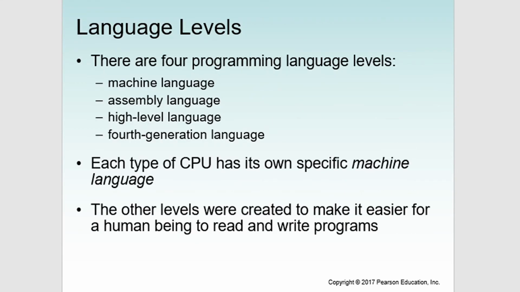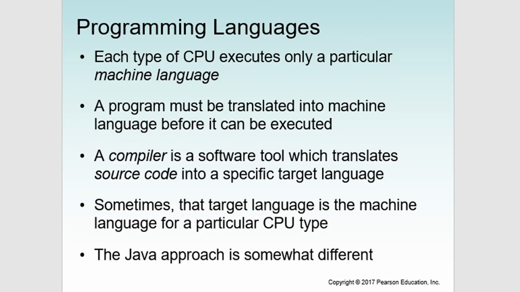Language levels. There are 4 programming language levels. There's machine language, assembly language, high-level language, and 4th generation language. Each type of CPU has its own specific machine language. The other levels were created to make it easier for a human being to read and write programs. Each type of CPU executes only a particular machine language. A program must be translated into machine language before it can be executed.